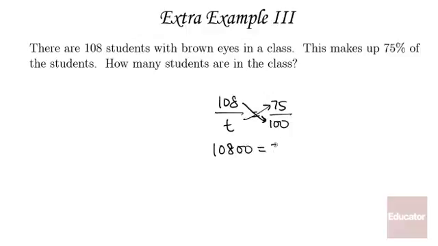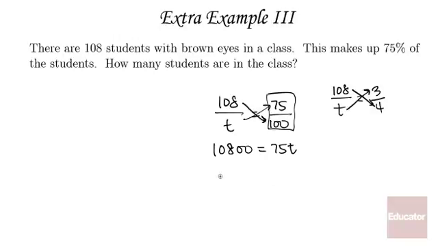10800 equals 75t. Now notice my numbers are very large. I'm going to come back to this. You could go ahead and solve this and find out the t for total, but I'm going to try something a little different this time, and I'm going to try simplifying the 75 over 100. That's going to be 108 over t equals 3 over 4. Now I've created an equivalent fraction, and it's smaller, so that will help me with simplifying. So now I can cross multiply.